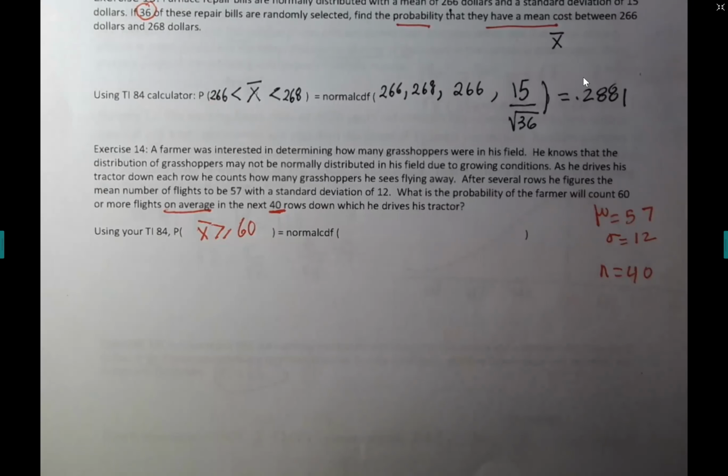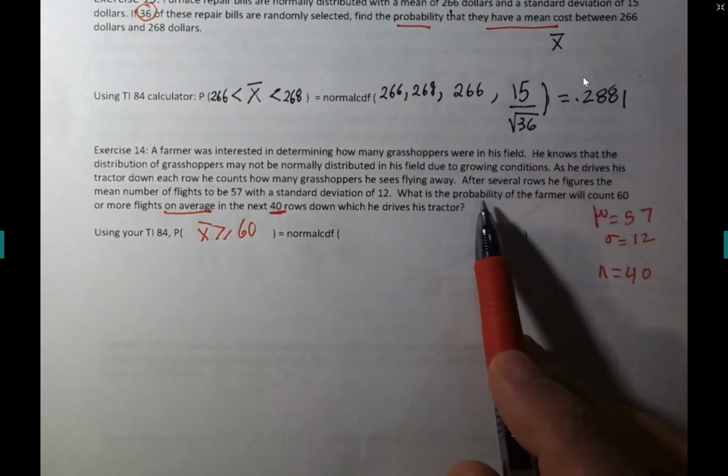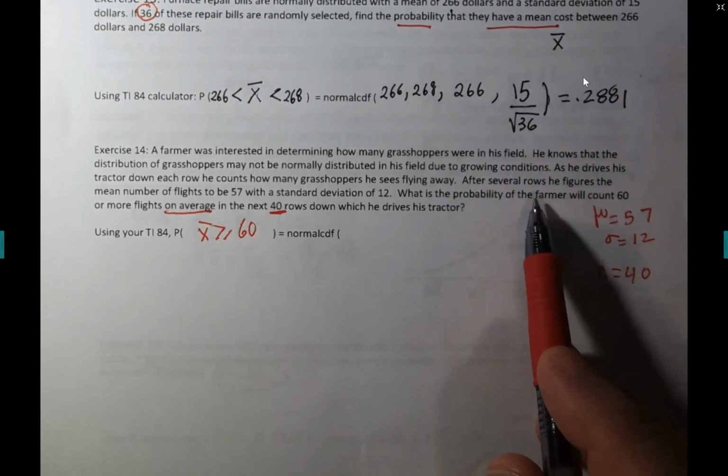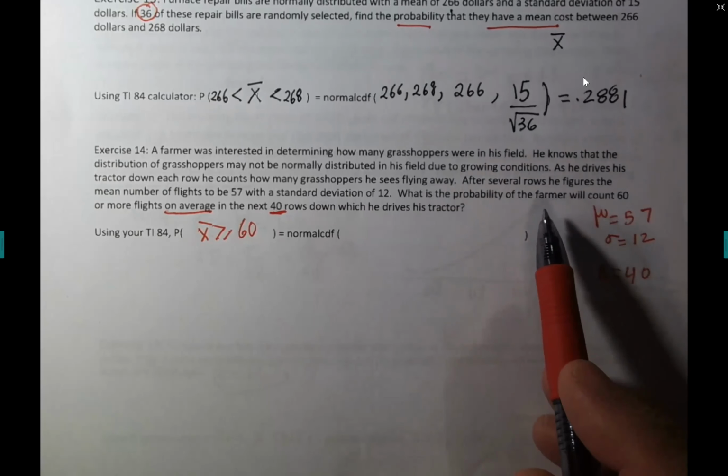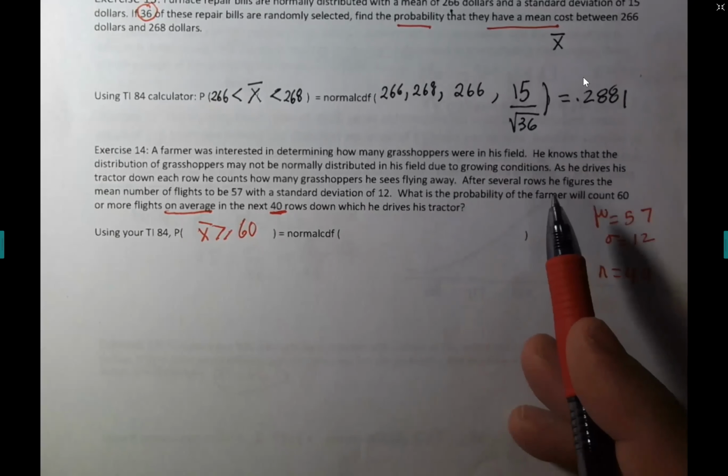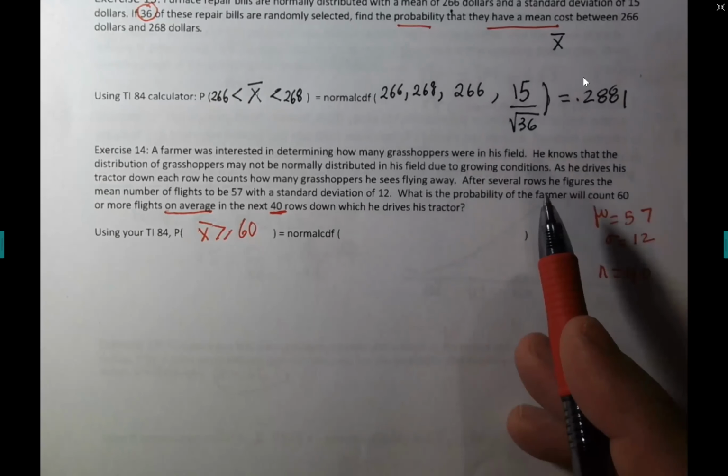So where'd you get 60? Because he says, what's the probability that he will count 60 or more? 60 or more means bigger than or equal to 60. I could have made it easier. What is the probability that the farmer will count more than 60? Then you would have guessed right away it's a greater sign.